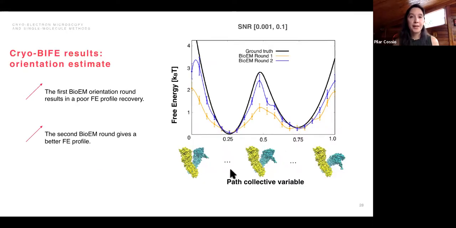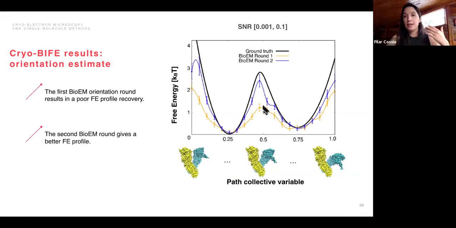Here I'm presenting the Cryo-BIFE results for two orientation rounds of Bio-EM, so two orientation round estimates. Note that the first round is not so good. It's a coarse estimate of the pose. In black, you see the underlying free energy. In orange, you can see the results from the Cryo-BIFE method using all of these particles for the first orientation estimate. You can see that it's not so good. We kind of identify the wells, but we're way off the activation barrier.